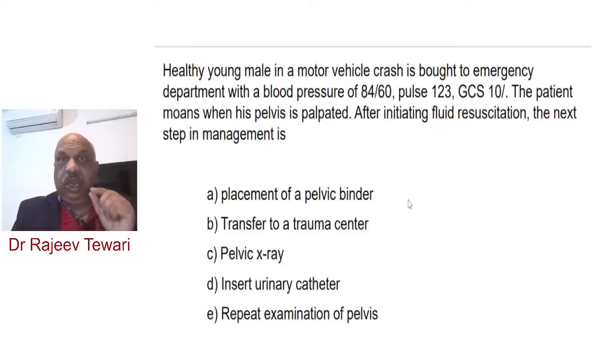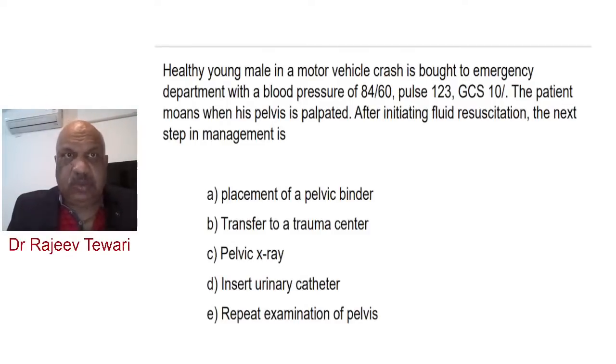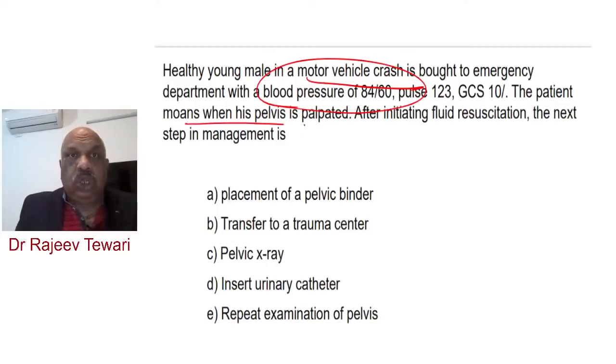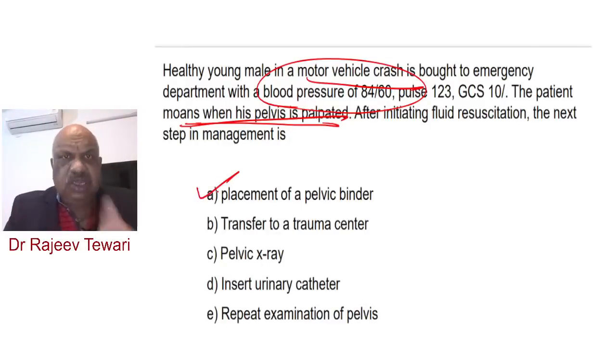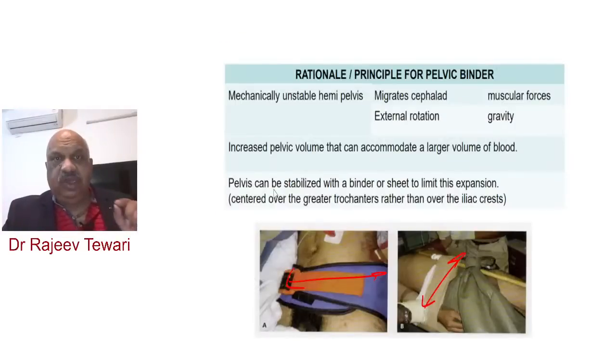And this question I specifically showed you in grand test also. I kept this question: the patient has a motor vehicle accident, he is hypotensive, he moans on pelvic palpation, what is the next step? And the answer was pelvic binder. This is the same question I kept in GT, grand test, last year, of course: placement of pelvic binders. So this is the first step you do.